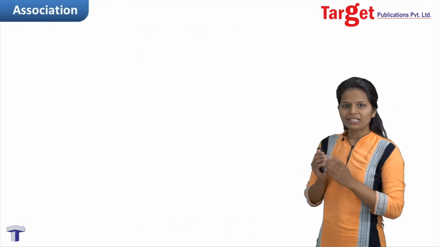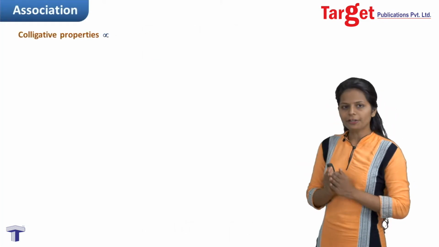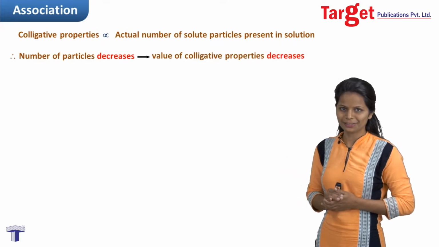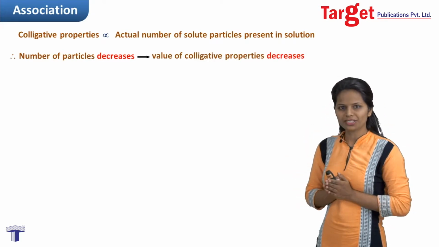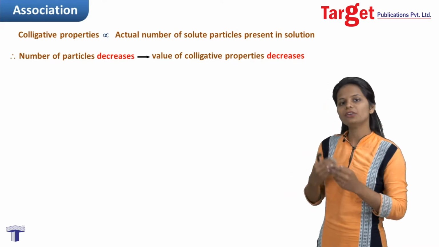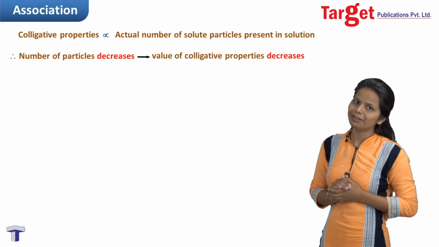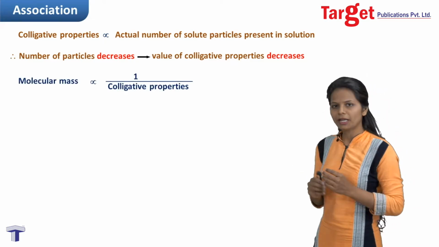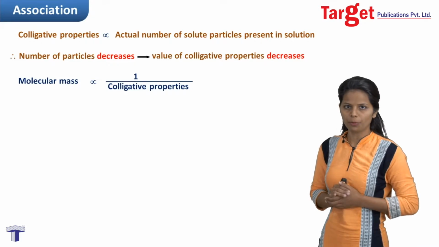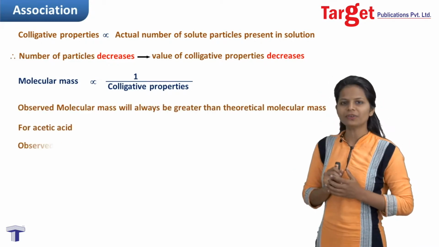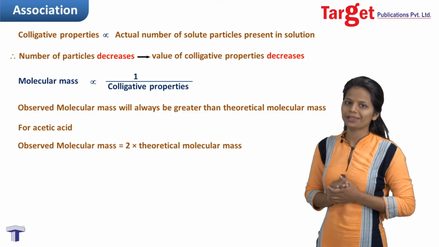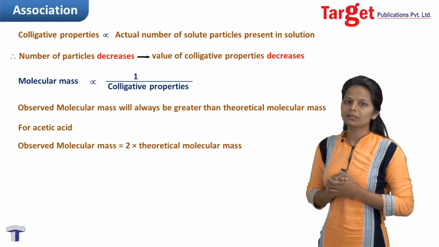Now, as you all know, the colligative property is directly proportional to the number of solute particles present in the solution, and in case of association, the number of solute particles is decreased, and so the value of the colligative property will also decrease. As we all know, the molecular mass of a solute is inversely proportional to its colligative property, and hence in case of association, the observed molecular mass will always be greater than the theoretical molecular mass of the solute.